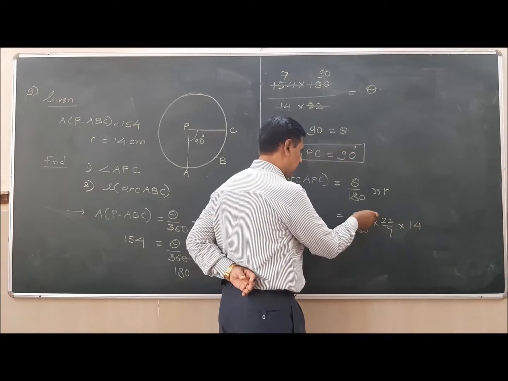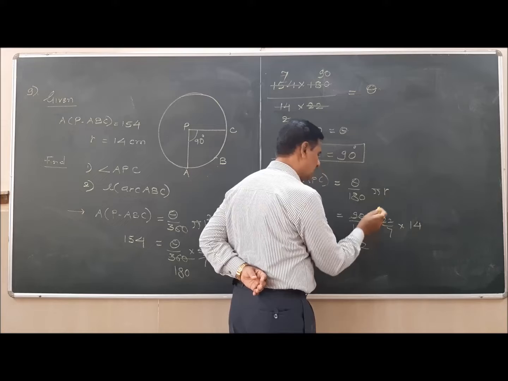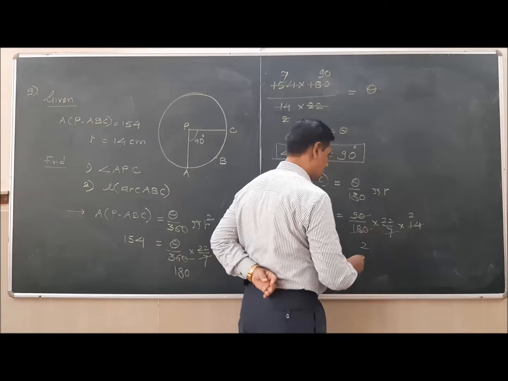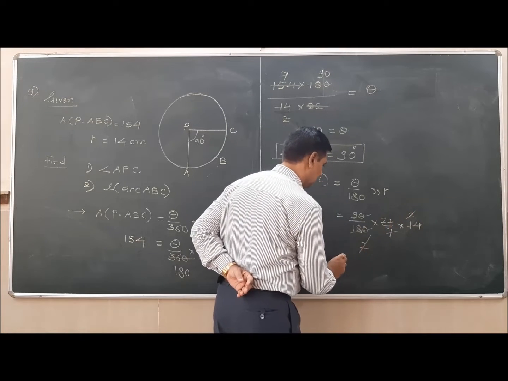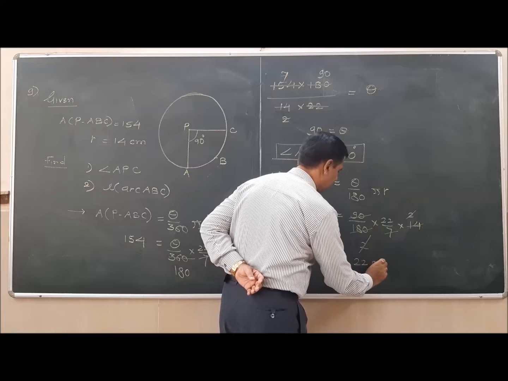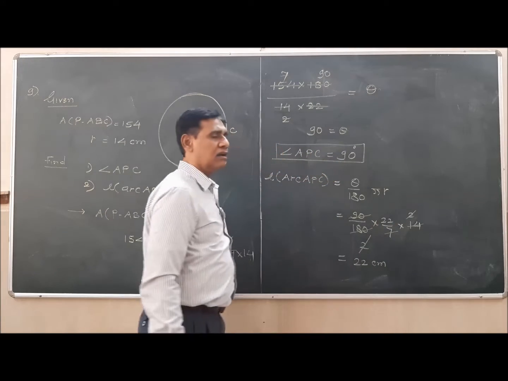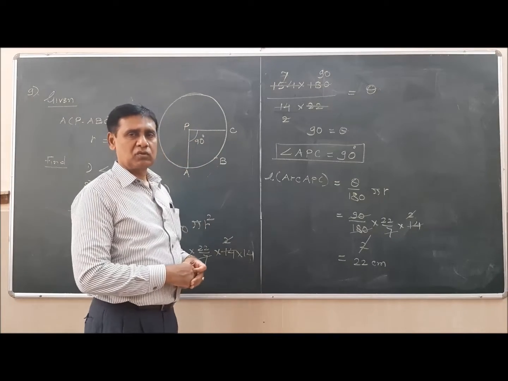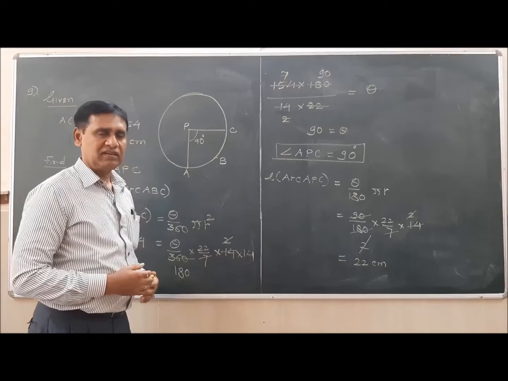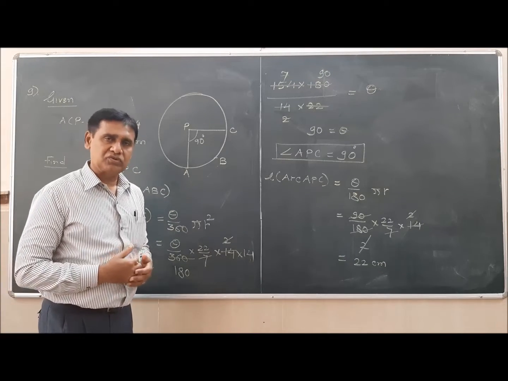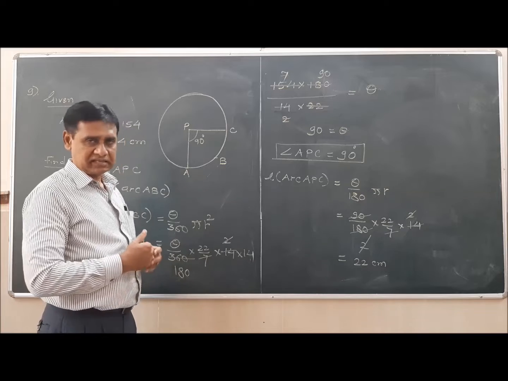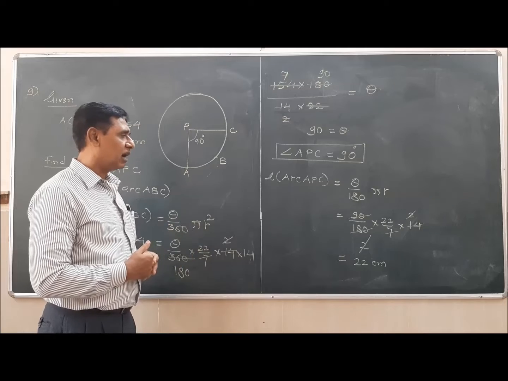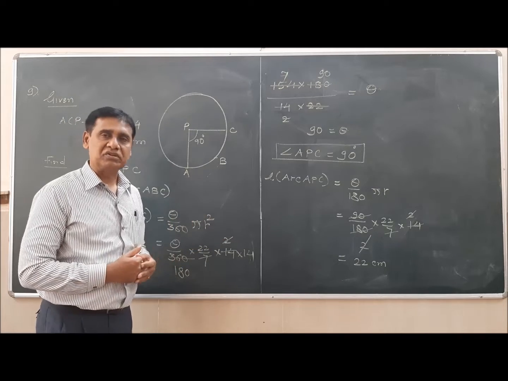Once again, we will find the same thing. 90 to the 180. Then I can cancel this 14 with 7. 7 to the 14. This 2 and 2 will also be cancelled. And I will get the value of length of arc APC as 22 centimeter. So this question was asked in two parts. In the first part, they asked us to find out the value of central angle. We got it as 90. While in the second part, the question was to find out the length of arc APC. We got it as 22 centimeter.